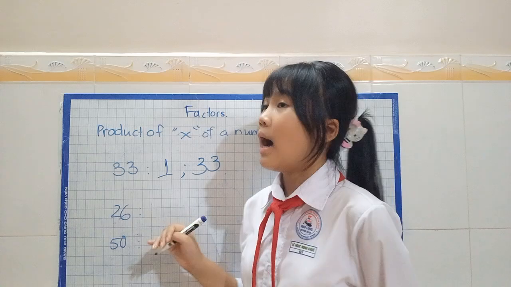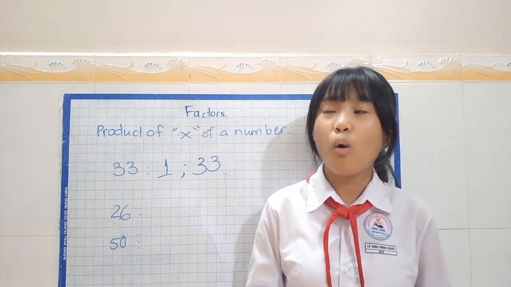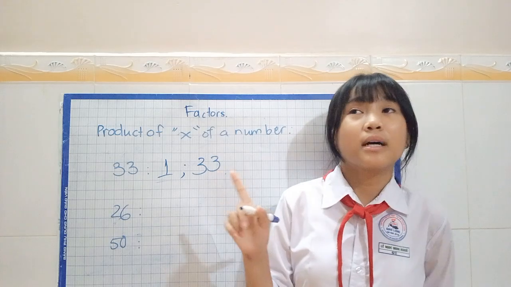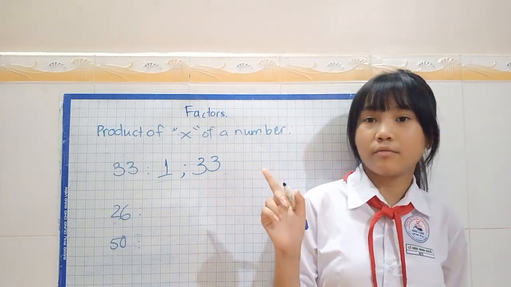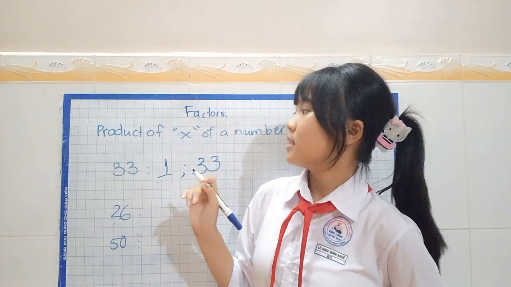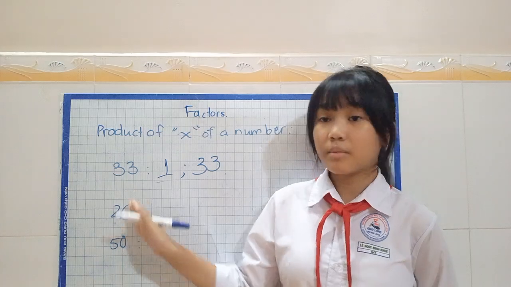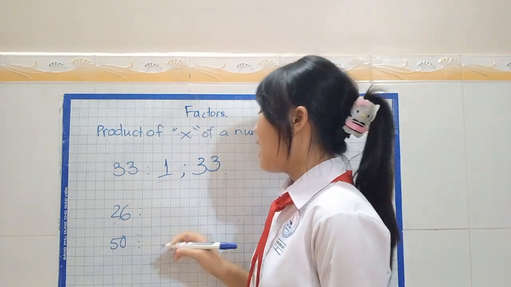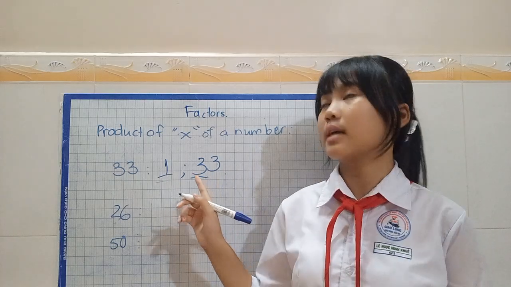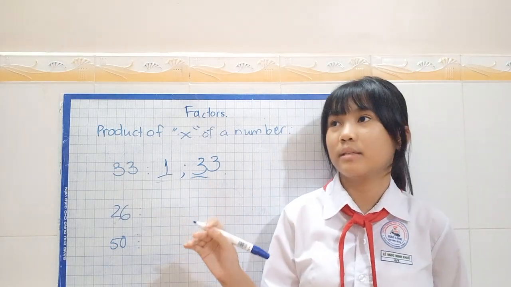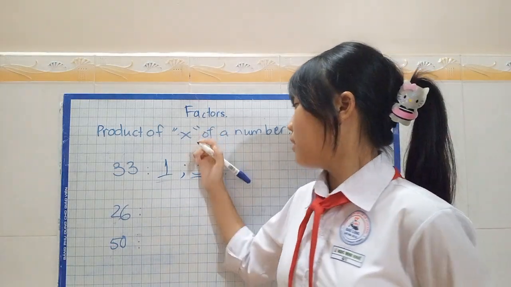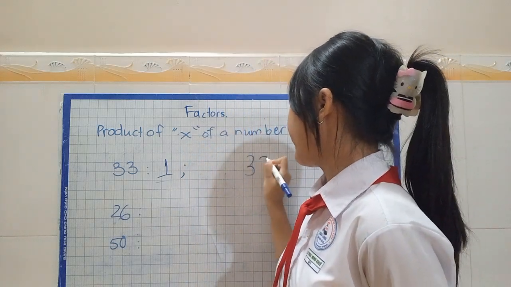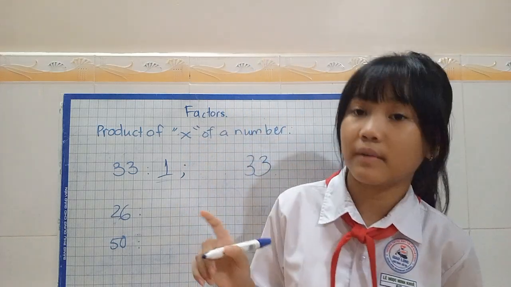Remember, a number's factors always include, first, the number 1, because 1 can divide all types of numbers. So all of these numbers, or even all other numbers, will have the factor of 1. And next, it will always have the factor of itself, because 33 is divisible by 33. So that is the first two factors of a number.